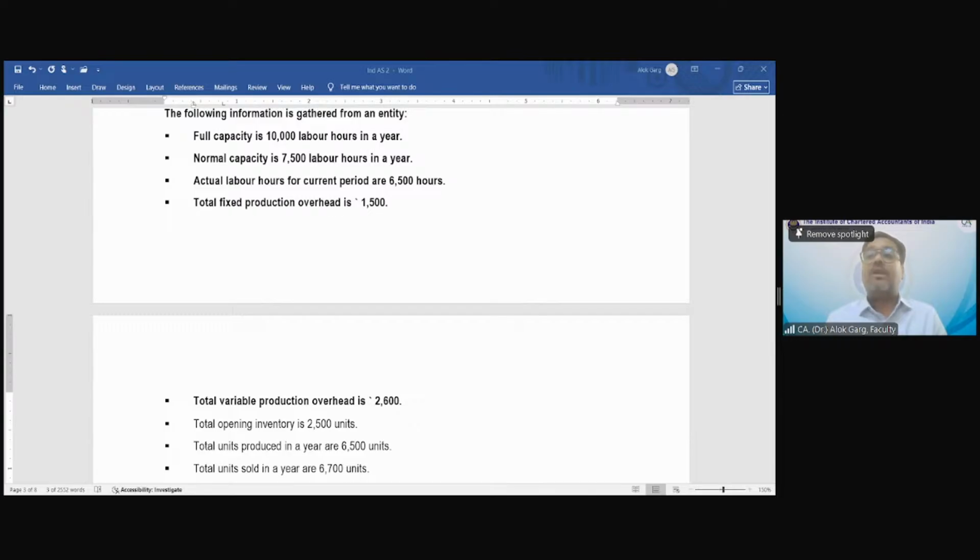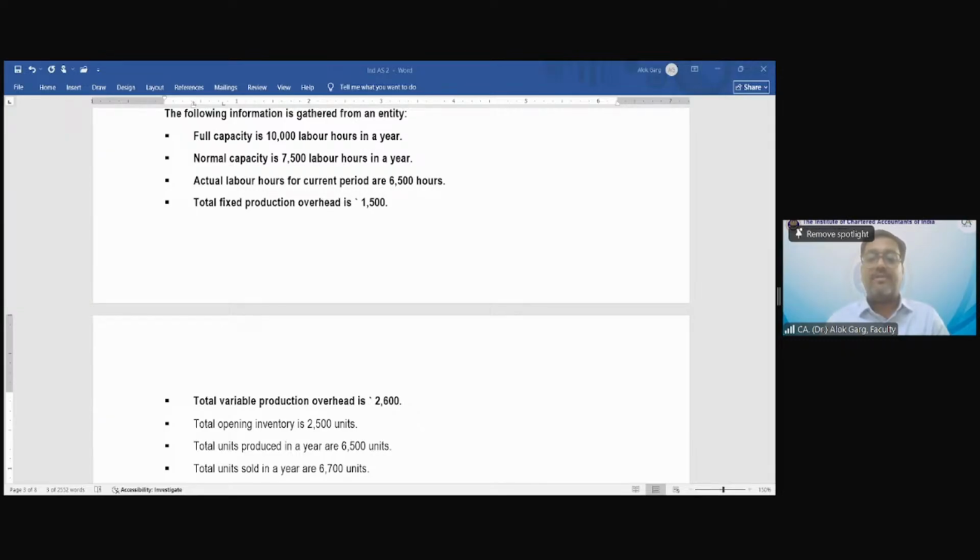So what is my total cost, variable plus fixed? 60 paise. Total 6,500 multiplied by 60 paise, which is equivalent to 1,300 plus 2,600, 3,900. So this was the cost of goods sold.